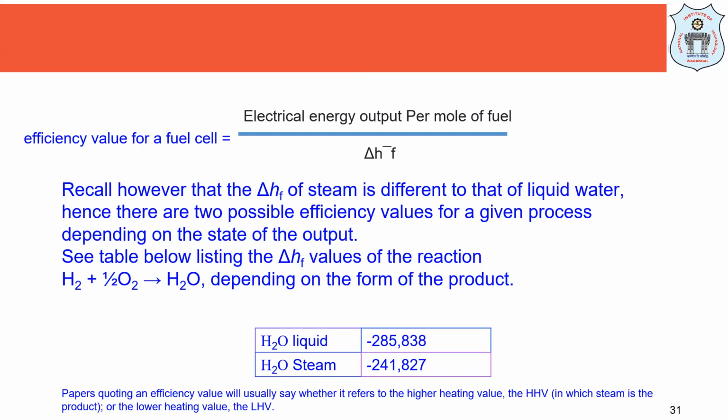Okay. Recall, however, that the delta HF of steam is different from that of liquid water. Hence, there are two possible efficiency values for a given process depending upon the phase in which the water is leaving the system. If you refer to the table below, we have the delta HF value for hydrogen plus oxygen forming water. It depends upon the product. If water is in liquid form, we have a higher value. When water is in vapor form, we have a lower value. Okay, so that's what we are able to find out. We can refer to these as the higher heating value and the lower heating value.